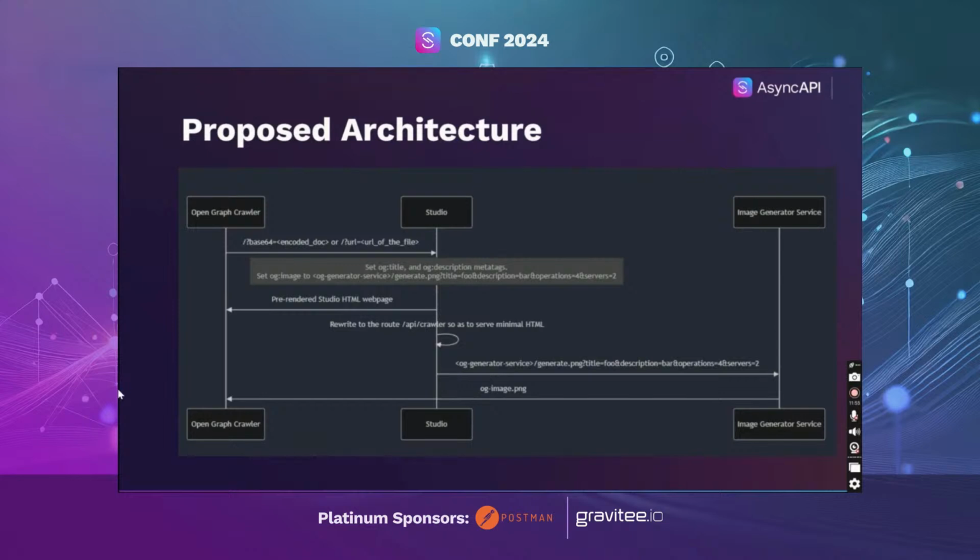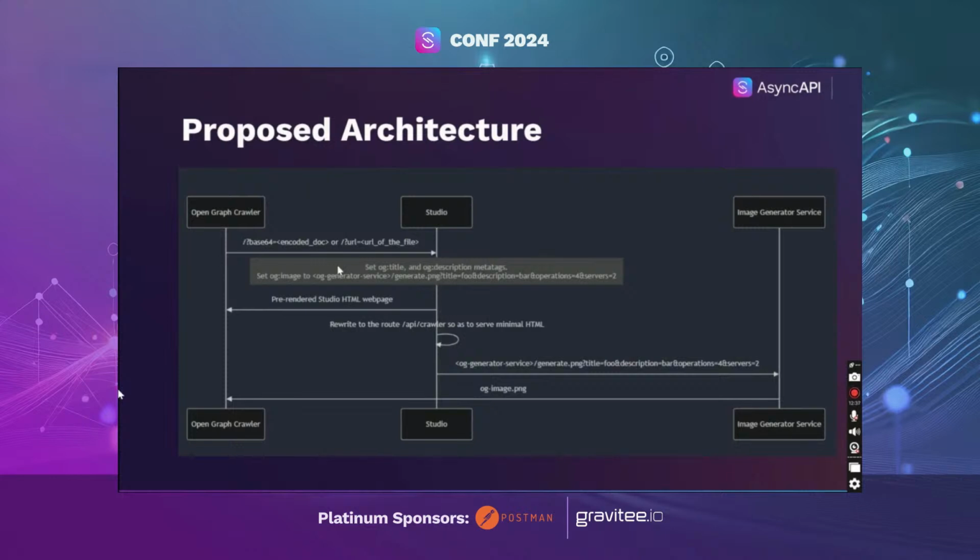And that URL essentially points to a GitHub gist or a raw file, anything of that sort, which is going to be the content with which you want to replace Async API Studio's current screen. So the Open Graph crawler will take the URL that you have shared. It's going to hit Studio, load some of the metadata, then set the Open Graph title and Open Graph description meta tags, because these will be associated with the URL itself, right?